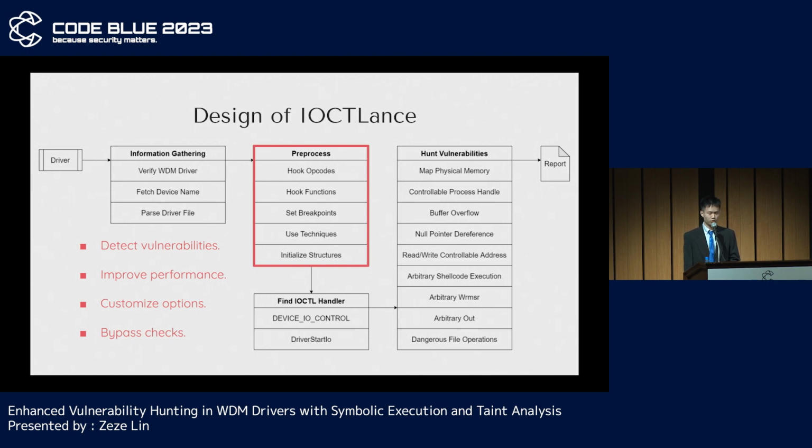In the procedure of preprocess, IOCTLens hooks opcodes, hooks functions, and sets breakpoints to detect vulnerabilities and improve performance. It also uses techniques to customize the options to overcome different issues case by case. It also initializes structures to bypass some checks set by a program.